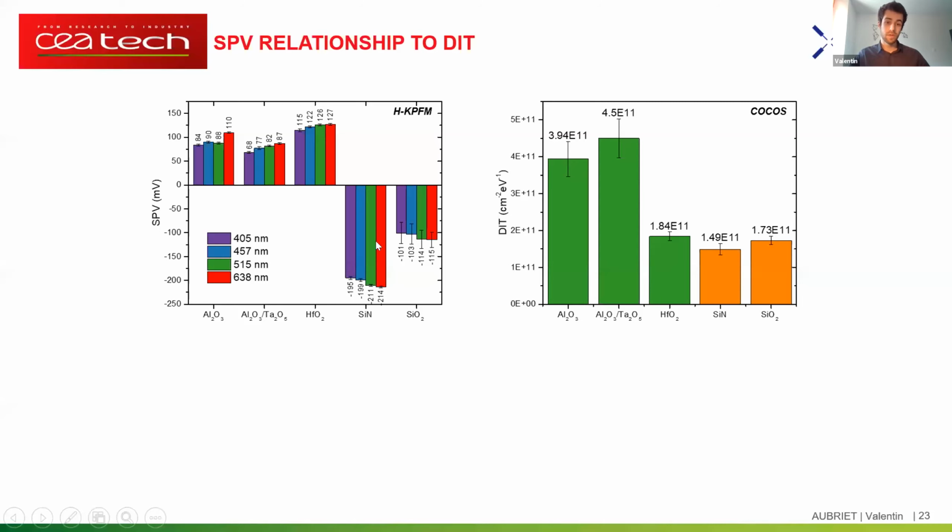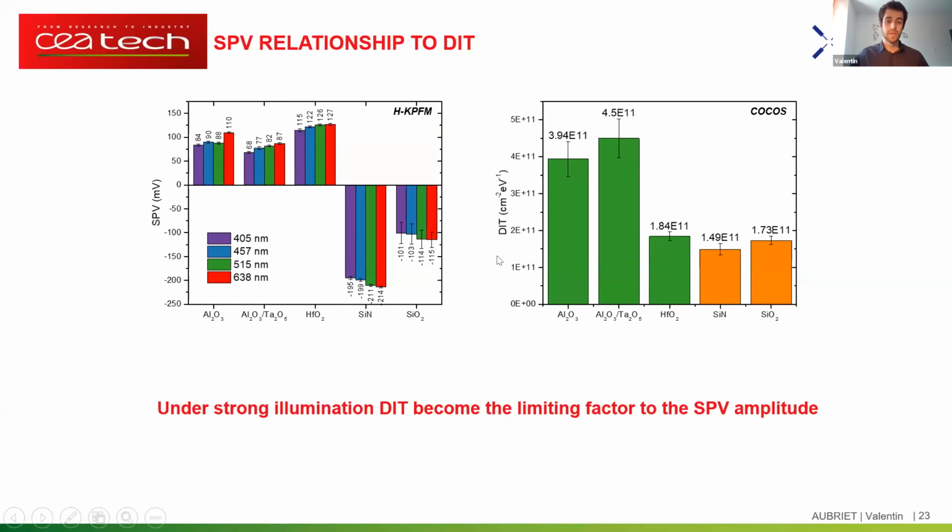Now, if we compare the surface photovoltage with the density of defects, also probed by the COCOS measurement for the passivation layers, we can see that we have a small amplitude of surface photovoltage when we have a high density of defects. And as the density decreases, the amplitude of surface photovoltage increases. And that's also the case under depletion. This phenomenon can be explained by the fact that under strong illumination, we tend to flatten the band, which means we decrease the effect of field effect passivation. So in that case, the density of defects becomes the main limiting factor for the amplitude of surface photovoltage.